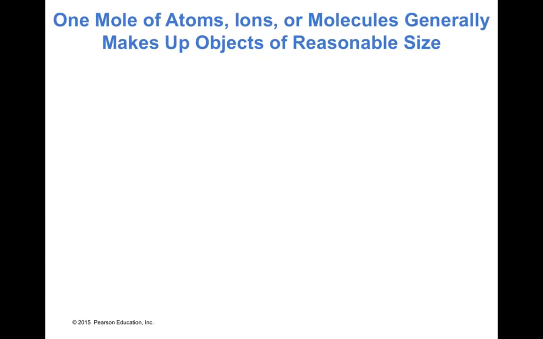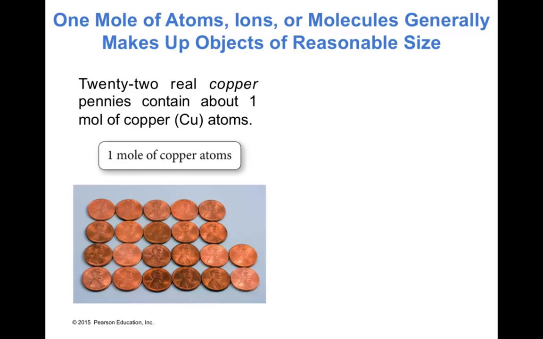So 1 mole of atoms, ions, or molecules generally makes up objects of reasonable sizes. For example, 22 real copper pennies contain about 1 mole of copper atoms. So 1 mole of copper atoms can be represented by 22 pennies.